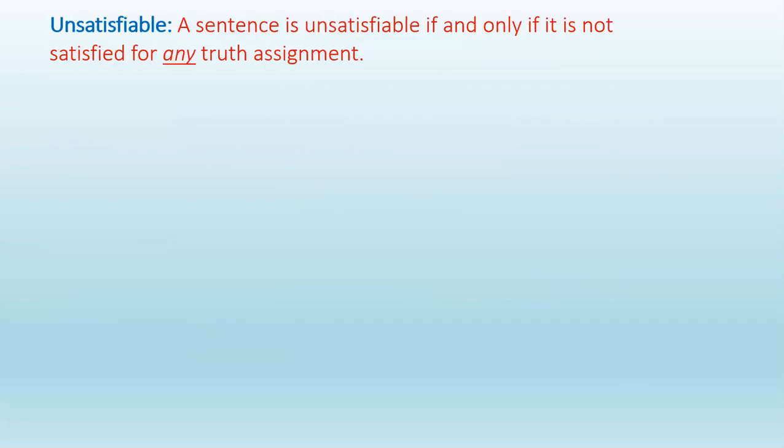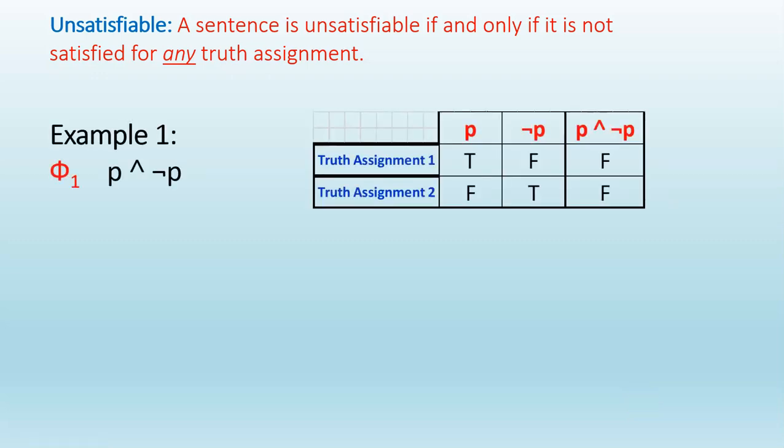Okay, so what's an unsatisfiable sentence? A sentence is unsatisfiable if and only if it is not satisfied by any truth assignment. If it can never be true, that's what we mean when we say that. So here's an example. Again, the simplest example. This is right out of the book.